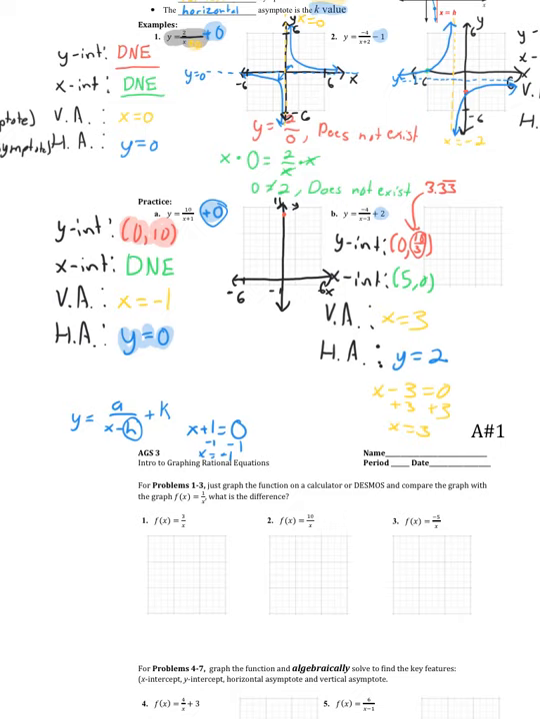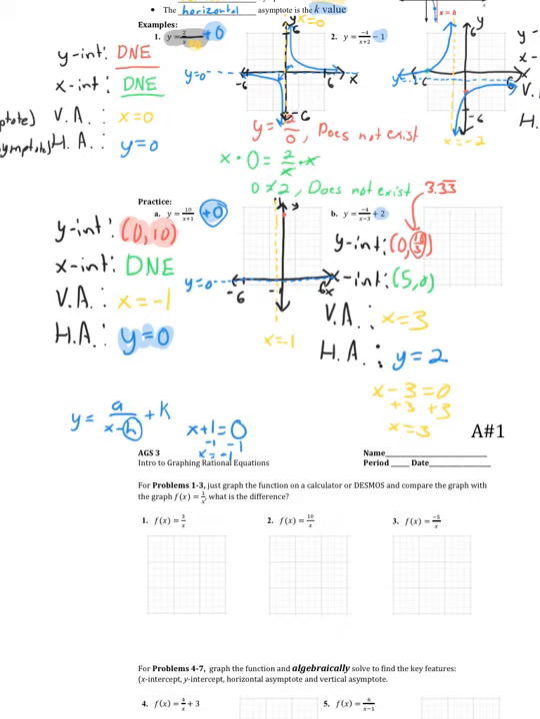My vertical asymptote, x equals -1. My horizontal asymptote, y equals 0. And if I were to graph these on Desmos, the asymptotes aren't going to show up either. So that's what happens here with these particular problems.